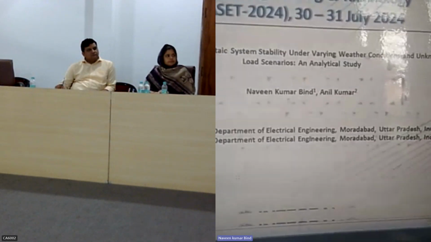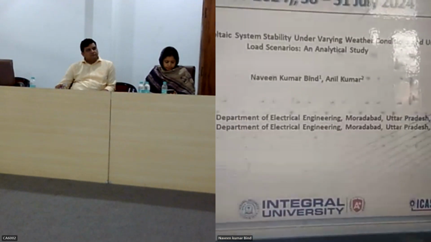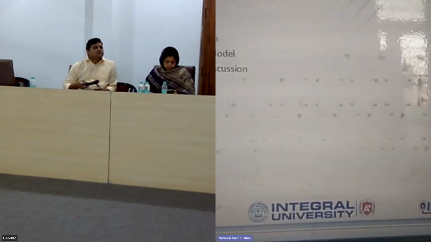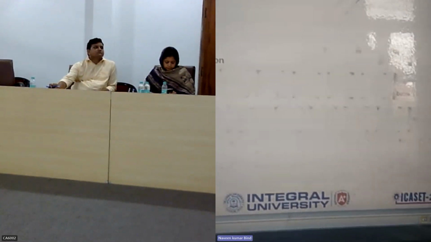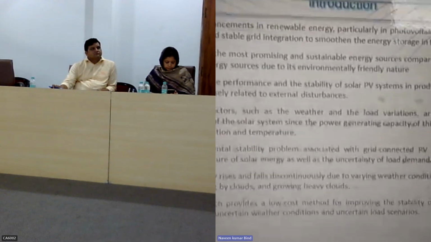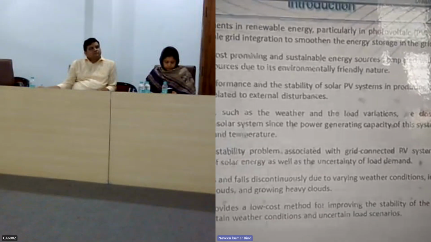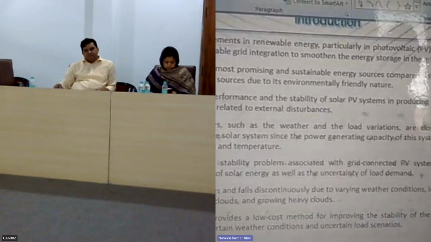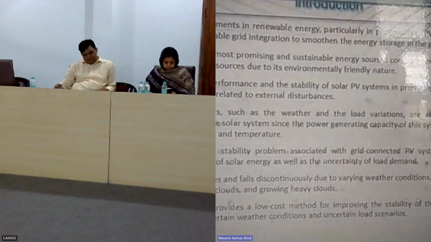My outline is introduction, then proposed model, discussion, and then conclusion. In this introduction, recent advancement in renewable energy, particularly in photovoltaic systems, heavily relies on a robust and stable grid integration to smoothen the energy storage in the grid. That means we have to rely on a lot of parameters for a stable grid integration.